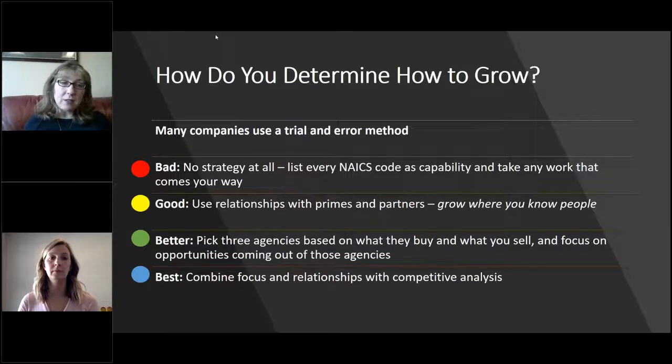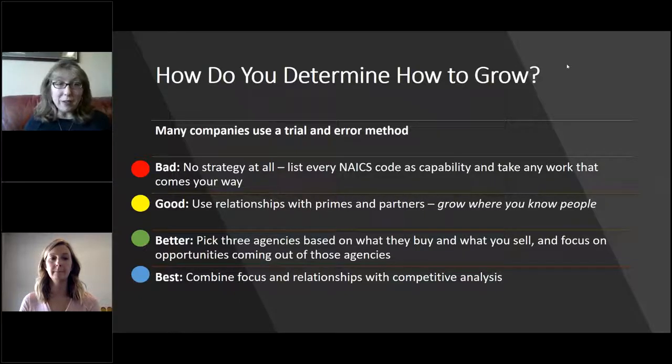So the bad is there's no strategy at all. A company goes ahead, lists every NAICS code as a capability, and takes any work that comes its way. And then there's that desperation of saying, okay, we've got to make the payroll, we've got to keep the cash coming in. So there is a lot of going all over the place, trying to make ends meet. That's a very reactive way, not a good way to go.